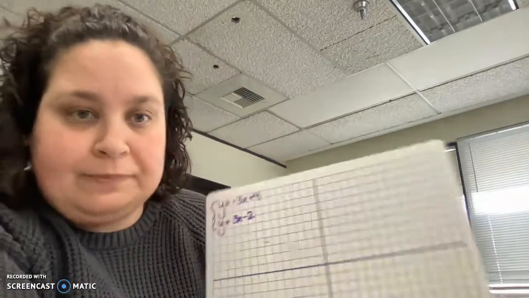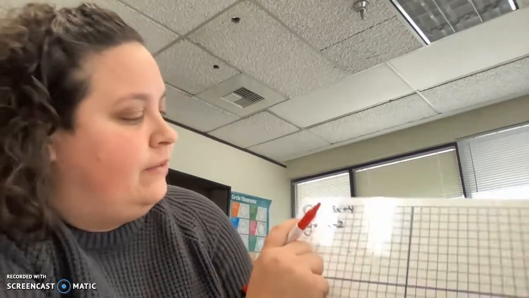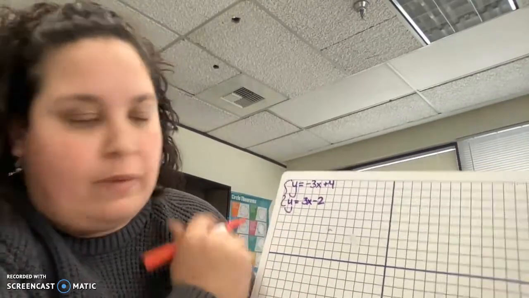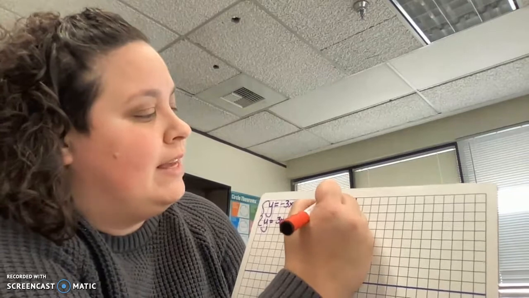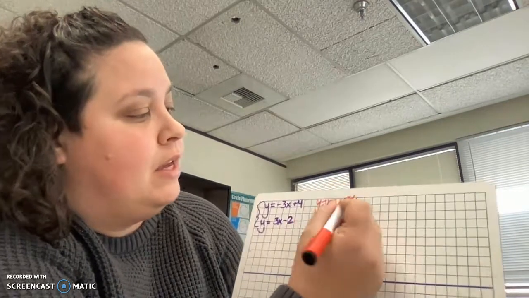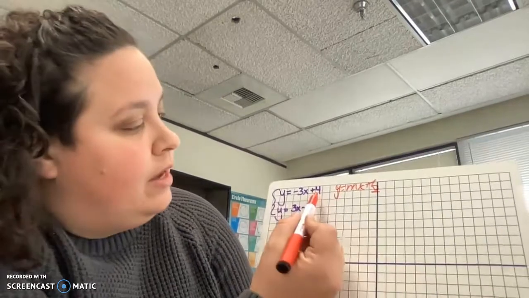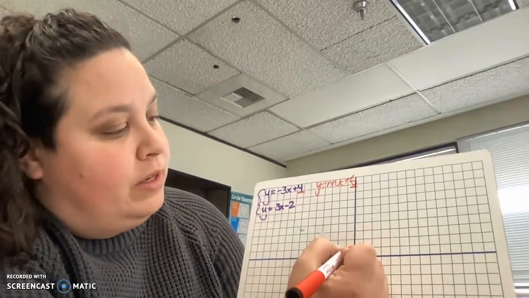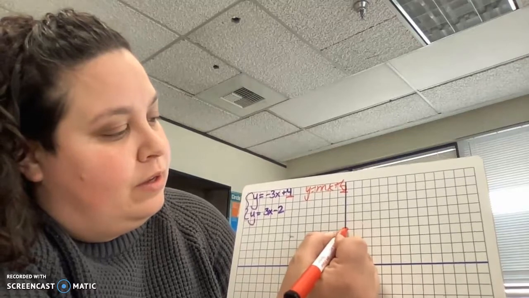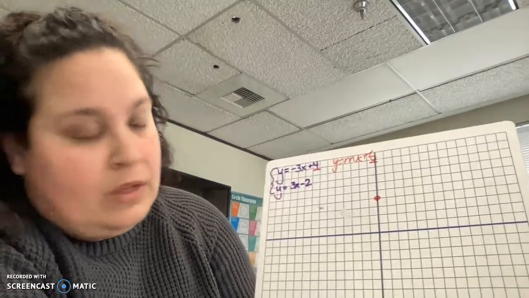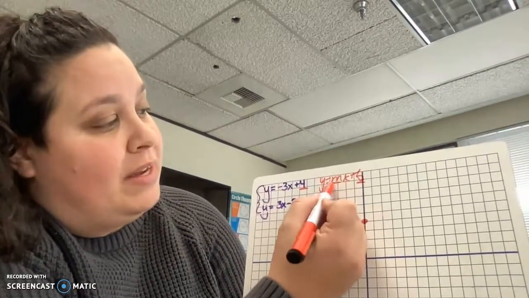So remember, for graphing, if it says y equals, then it's in slope-intercept form. We have y equals mx plus b. B is my y-intercept. That's going to be my very first point. So right here, my very first point is going to go at a positive 4. Then this one is my slope.